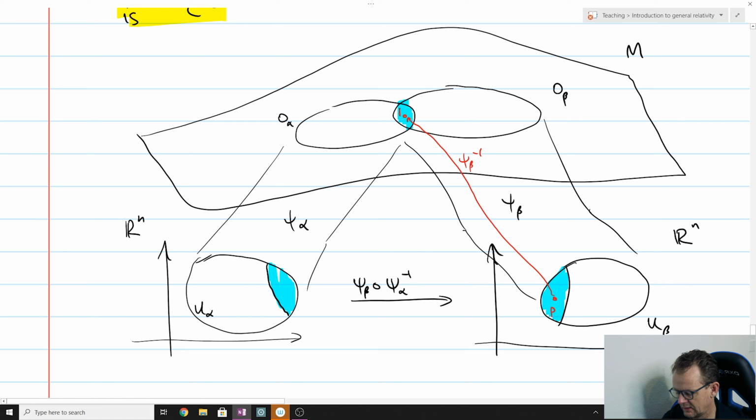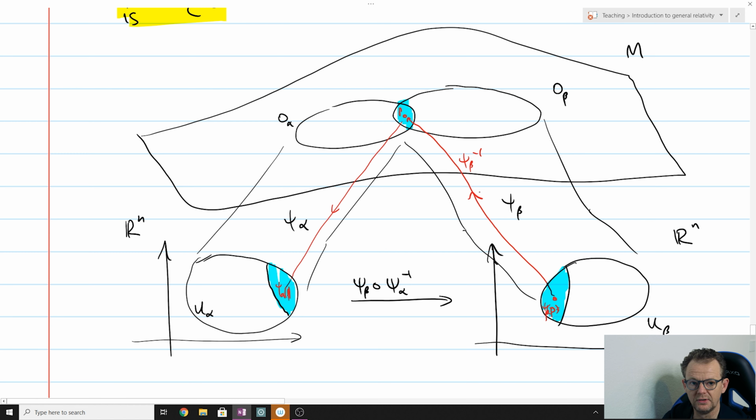I'll do things a little differently. I'll call this psi beta P down here, just because later we'll want to do things that way. So the red point psi beta P has a pre-image P inside the original manifold M, but that belongs also to O alpha, so we're perfectly within our rights to apply the map psi alpha to that point P. And so we can draw maps going in both directions.